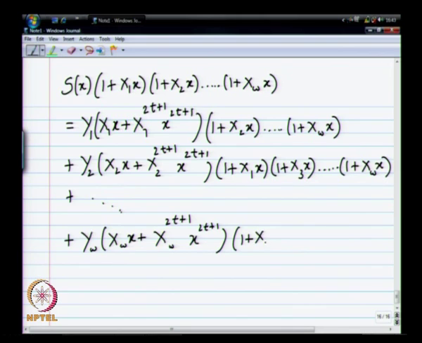Here I would get 1 plus x1 x, and so on till 1 plus x w minus 1 x.